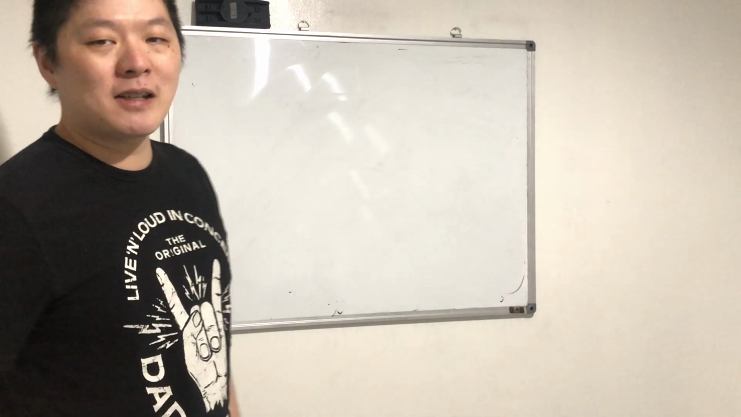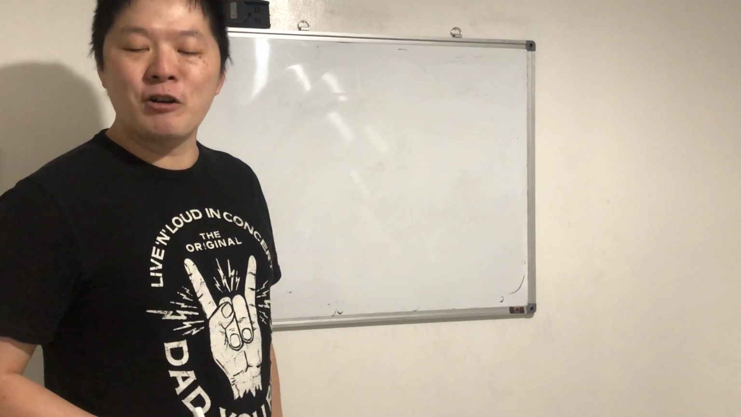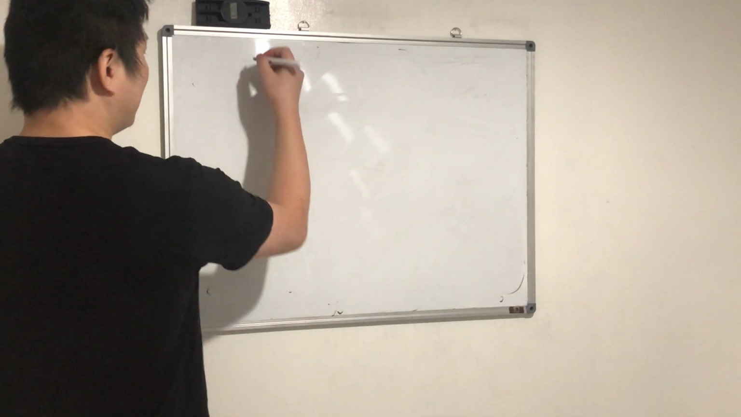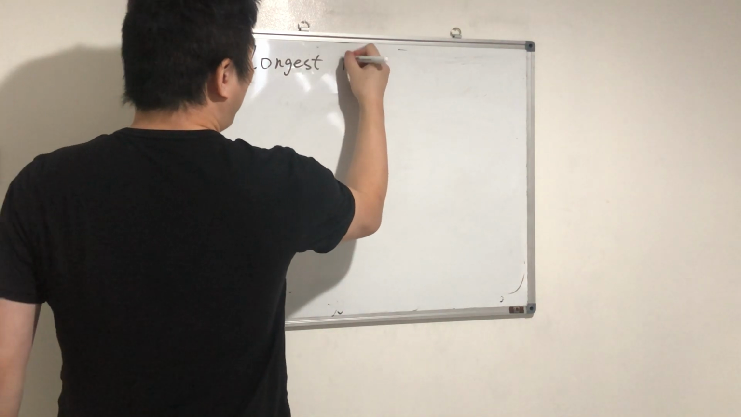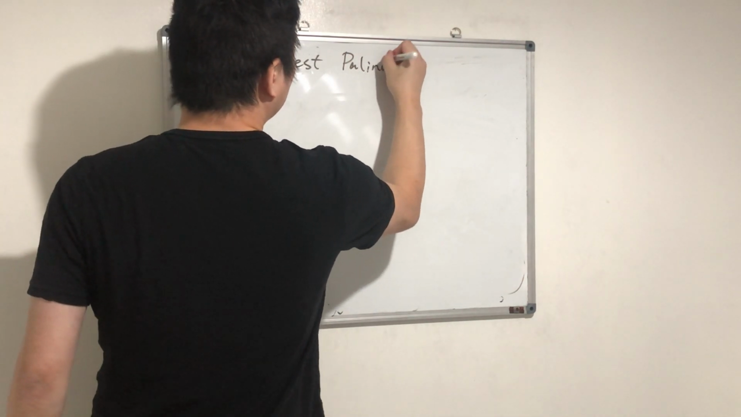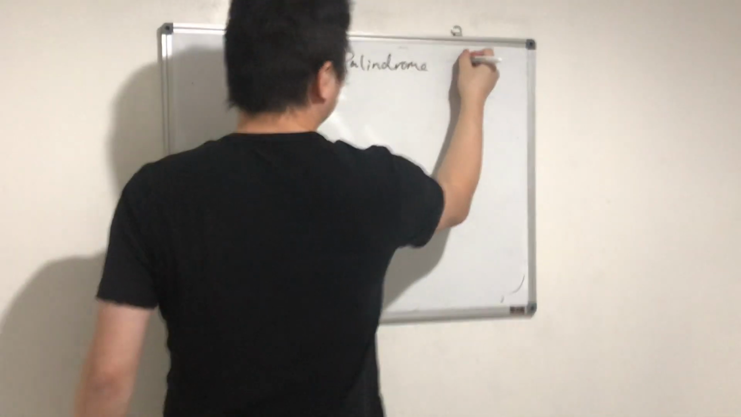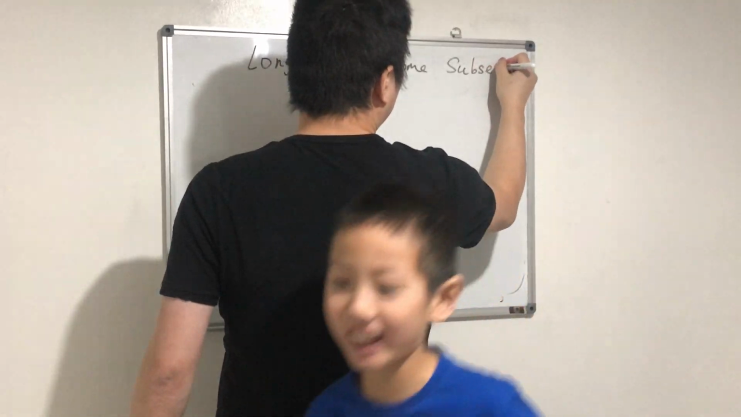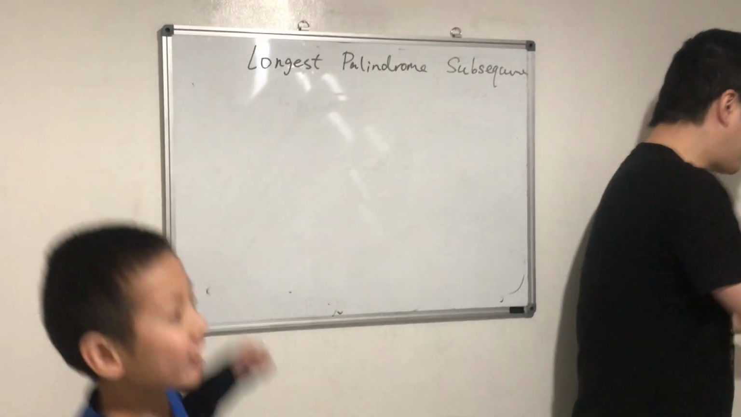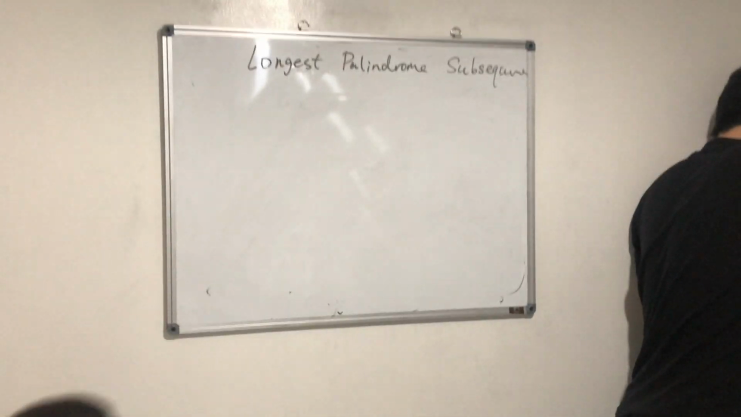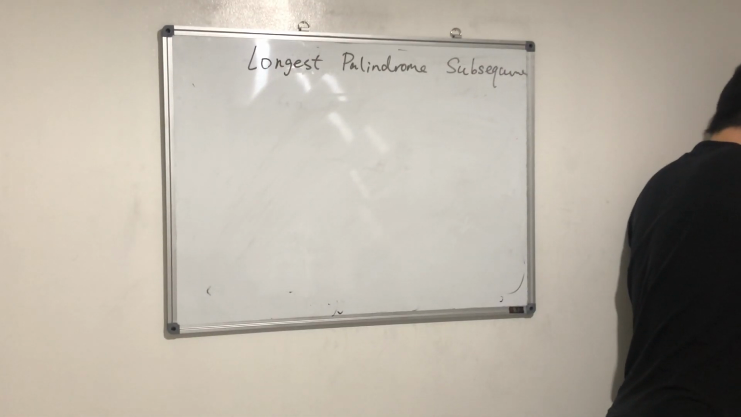So today we'll talk about one problem, which is called the longest palindrome subsequence. Longest palindrome. So tell me, what's a palindrome? It's a word that, when you spell it backwards, is the same. Can you give me an example? Race car! A race car is a palindrome. Yes, well done. And what else?